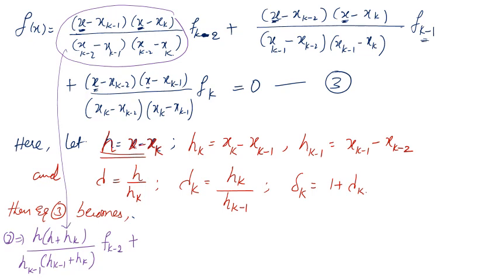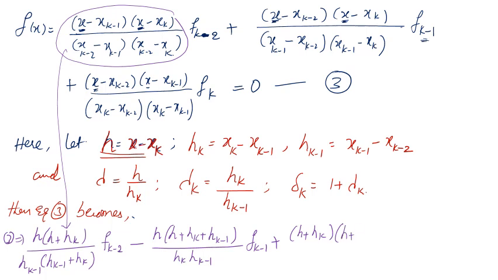The next term becomes minus h(h + h_k + h_{k-1})/(h_{k-1} h_k) multiplied by f_{k-1}, plus the third term is (h + h_k + h_{k-1})/(h_k(h_k + h_{k-1})) times f_k, equal to 0. This is equation 4.